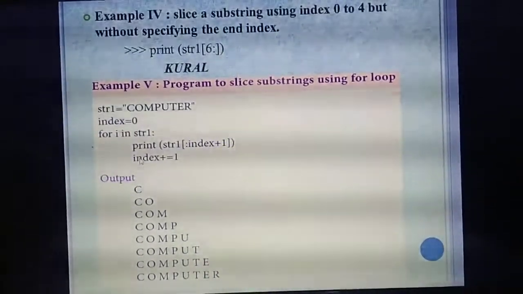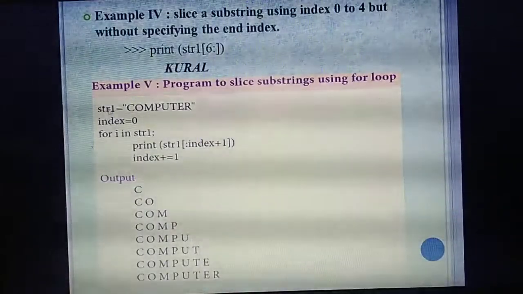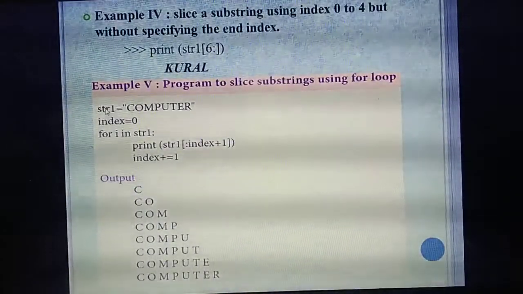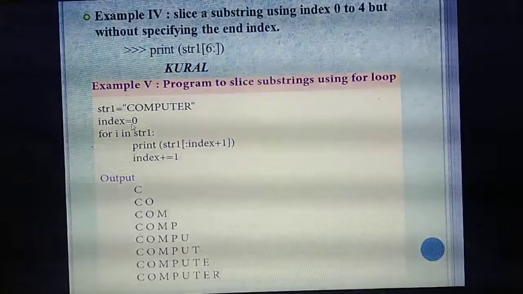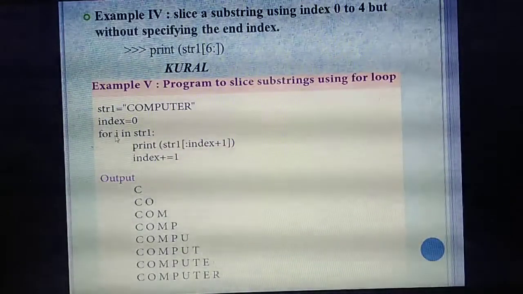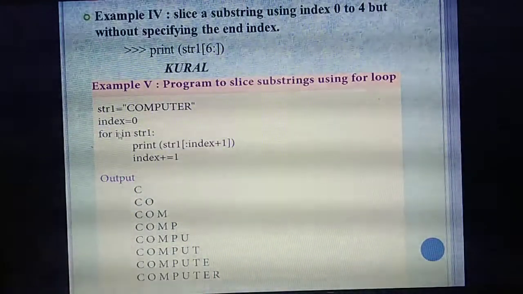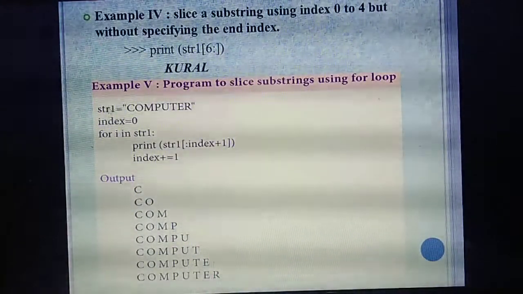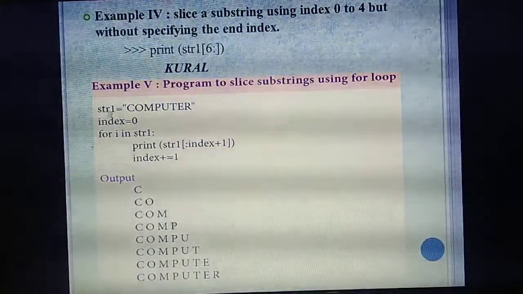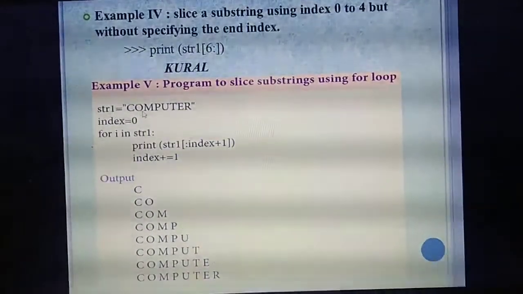Once again, which word you need to get the output for, that word you need to mention in the variable str1. Next you are going to specify the index, which always starts with value 0. Then in the for loop you are going to increment the index value. For that you are declaring one variable called I, to do operations in string str1. Then print.